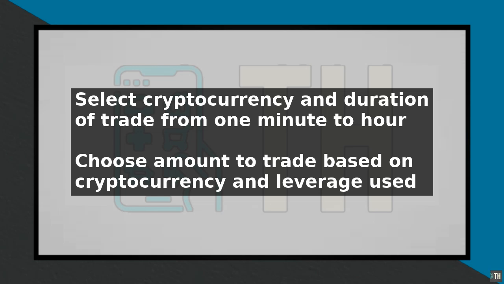Next, you need to choose the amount you want to trade. The amount will depend on the cryptocurrency you are trading and the leverage you are using. Now you need to decide whether the price of the cryptocurrency will go up or down.